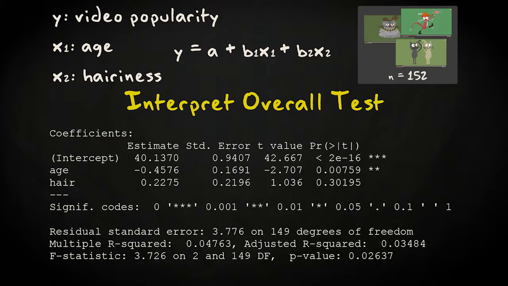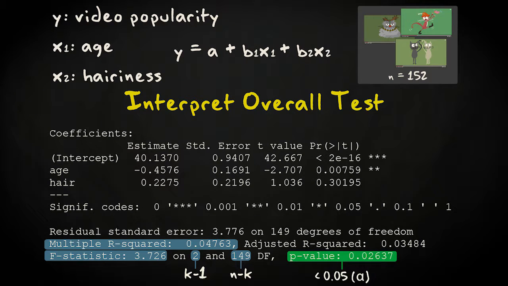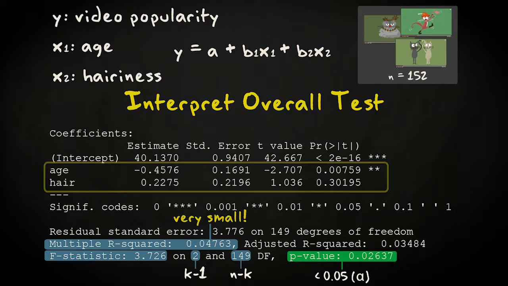Since all requirements and assumptions seem to be met, we can interpret the results of our regression analysis. First, we look at the overall F-test and multiple R-squared. As you can see, our overall test is significant. The p-value is smaller than 0.05. Multiple R-squared is quite small, however, so even though the model explains a significant portion of the variation in popularity, this proportion is small. There are probably better predictors out there than age and hairiness. Before we consider another predictor, let's look at the current ones.